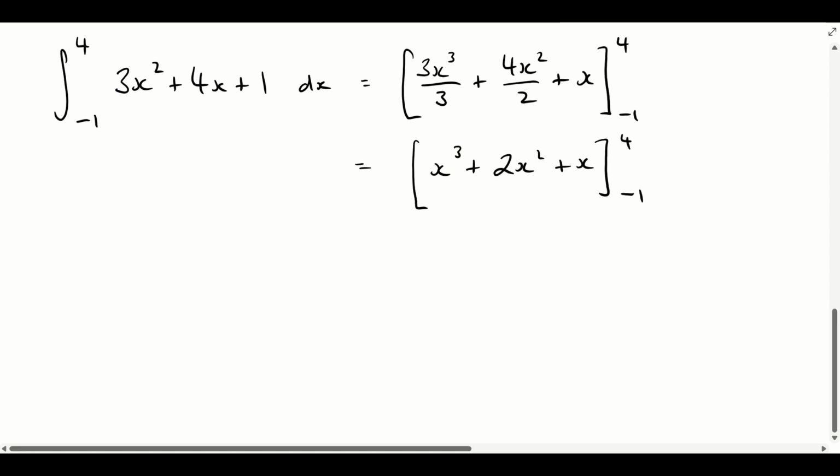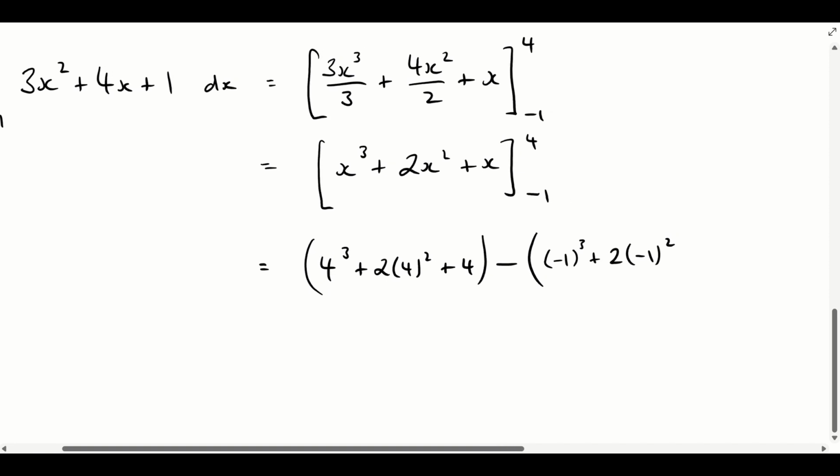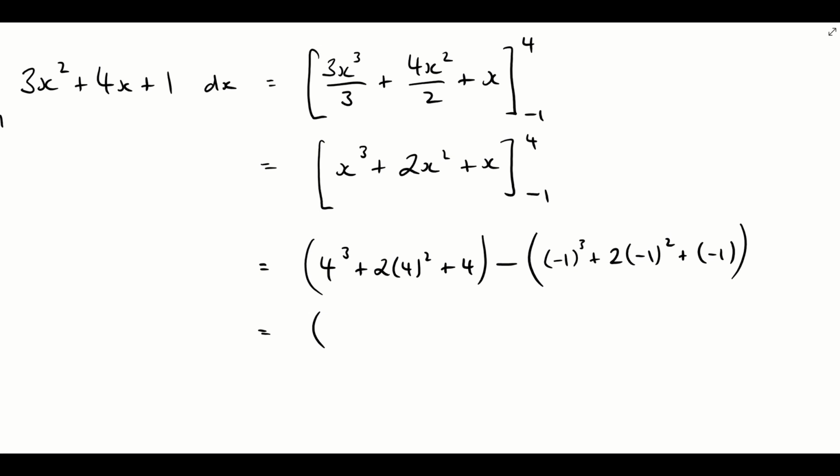Now I substitute in my upper bound, so my 4. So I end up with 4 cubed plus 2 lots of 4 squared plus 4. And I subtract what happens when I put my lower bound in. So I get minus 1 cubed plus 2 lots of minus 1 squared, and we'll come over here, give ourselves a little bit more room, plus minus 1. Okay, so just some number crunching now. So 4 cubed, that's 64, plus I get 32 in there, plus another 4. So I end up with 100.